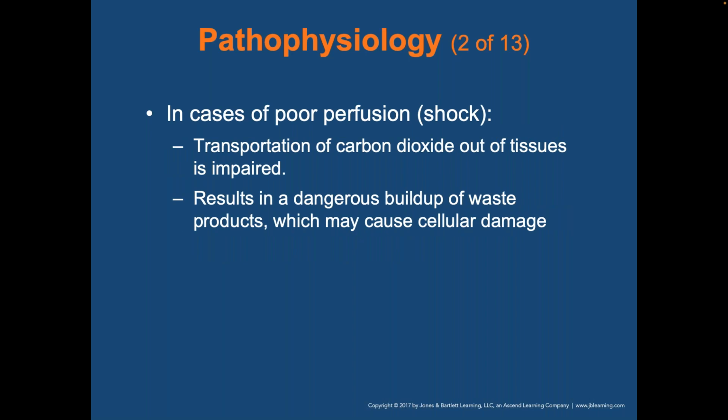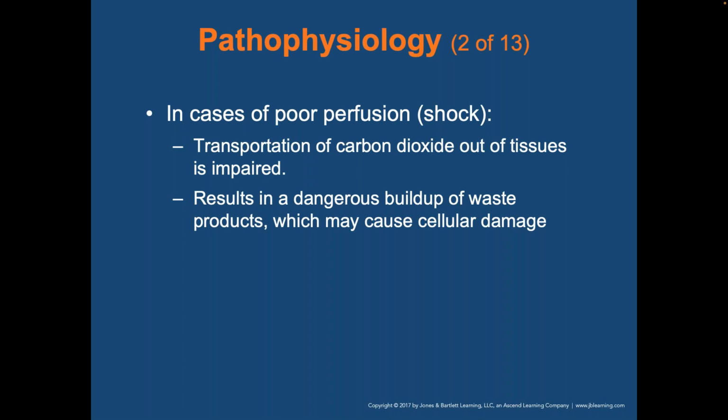So in cases of poor perfusion, each time you take a breath, the alveoli, which are microscopic thin-walled air sacs, receive supply of oxygen-rich air. Oxygen then diffuses through the walls of the alveoli into the bloodstream and attaches to hemoglobin circulating on red blood cells. If oxygen or oxygenated blood is not properly circulated, then cell death will occur.